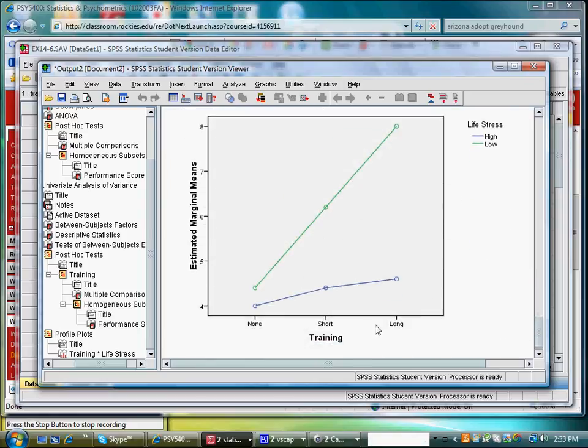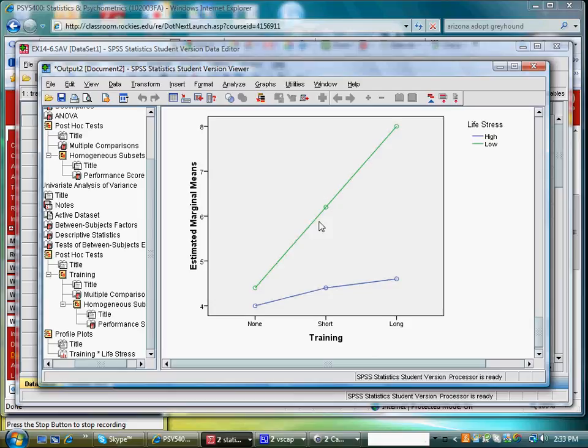So here's that graph. The interaction means that the results are different for one variable depending on what level of the other variable you're at. So if you are in a high stress condition, all of the training only has a little bit of an effect. You can see this slope is pretty low. If you are in a low stress condition, this training is pretty high, and the short training probably helps more than the no training, and the long training helps more than the short training.